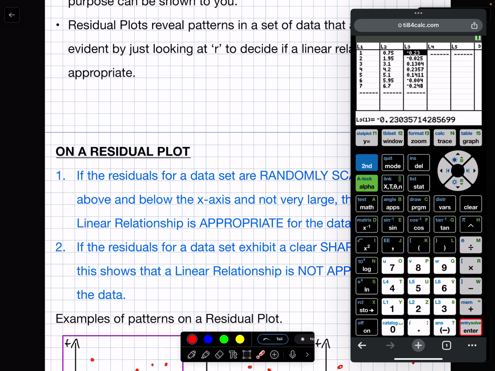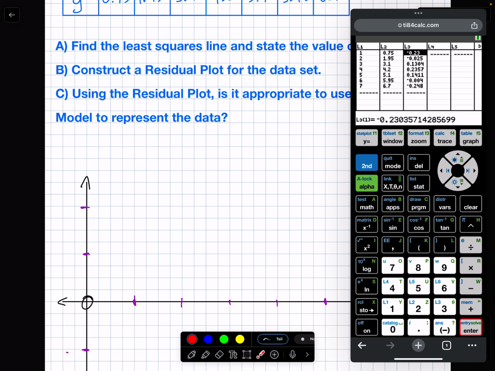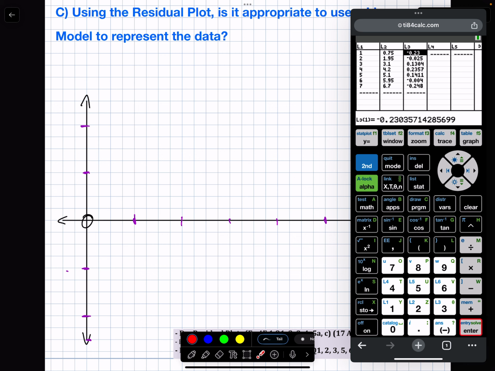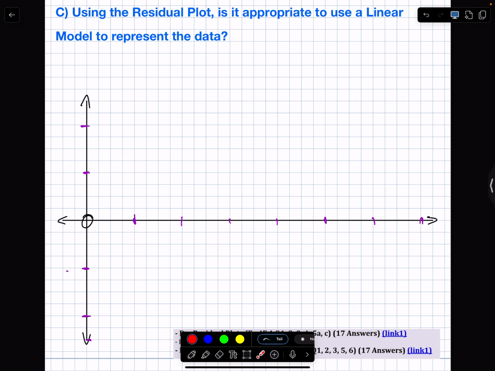So we can draw the residual plot here. Construct a residual plot for the data set. So what do my X data start from? 1, and it goes up to 7. So what should my X-axis be on the residual plot? 1 to 7. Set that. 0, 1, 2, 3, 4, 5, 6, 7. That's my X data.